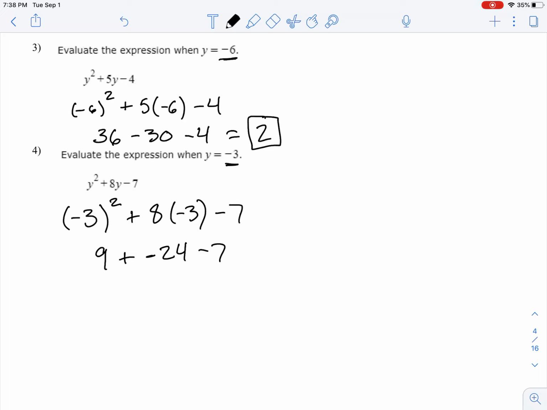So what's 9 minus 24 minus 7? I believe that's negative 22. I hope my math's right on that. You can check me, though. A negative 22 is what I got.